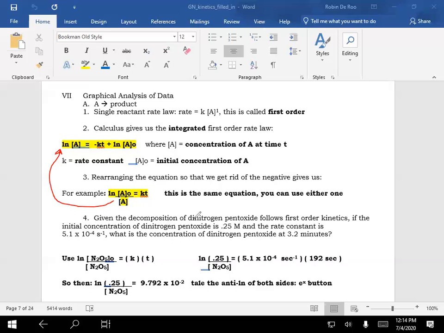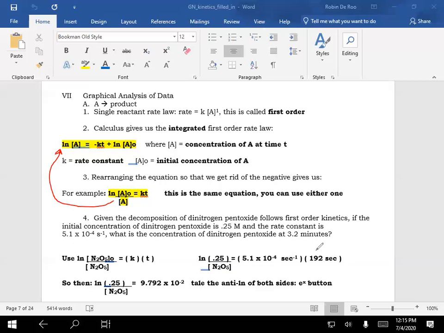You want to make sure that you use the proper data from your problem. In our problem, we were given the initial concentration, which is this one, so we'll put the initial concentration in there. We do not know the concentration at 3.2 minutes, so we'll put that in, that's our unknown. We put in our rate constant, and we put in our time. Please notice that the time was given in minutes, but I calculated it to be in seconds because my rate constant is in per seconds.